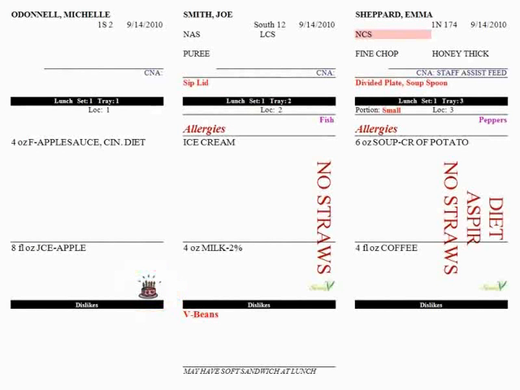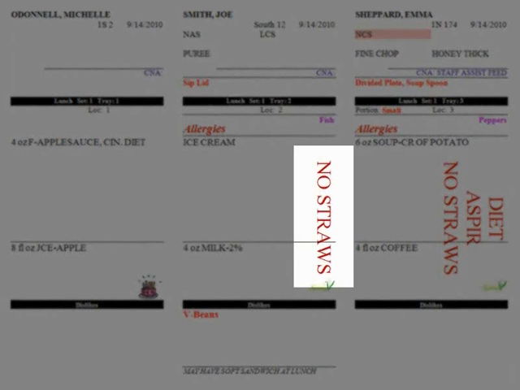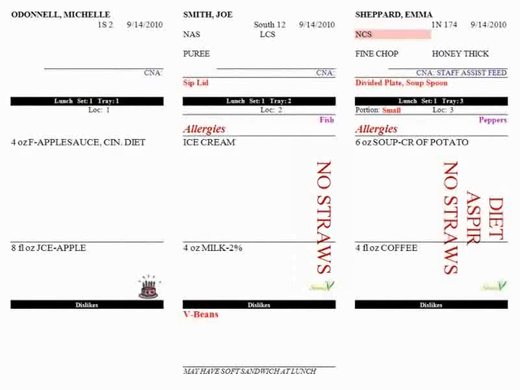If you recall, we set a special need for Joe of no straws. You can see the no straws warning printed vertically here. In this facility's case, they wanted all background text to be printed red to help it stand out. As we stated before, this can be changed to any color of your choice.